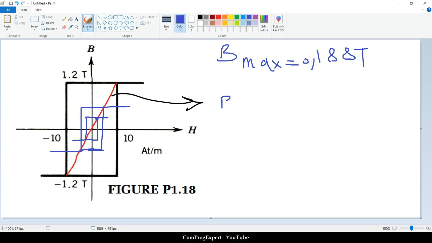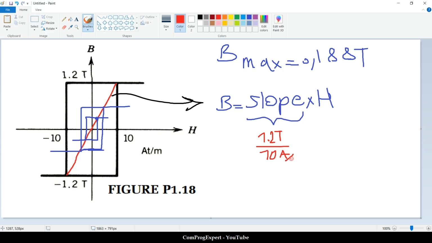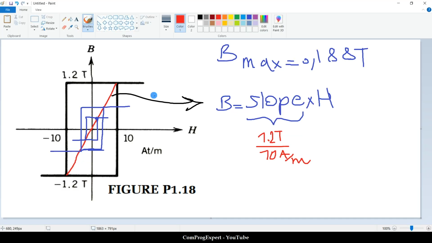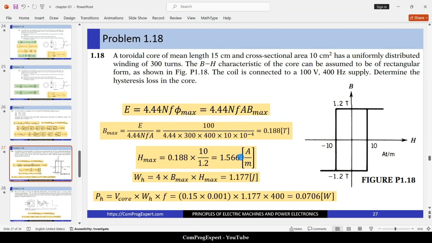We have the equation of this red line. The equation of this red line is B equal to the slope of the line times H. How much is the slope of the line? It is 1.2 Tesla divided by 10, in ampere per meter. So considering this Bmax and the equation of this normal magnetization curve, this red line, we can find the value of H. We have the value of B, that is 0.188 Tesla. We can calculate the value of H, that is equal to 1.566 ampere per meter.